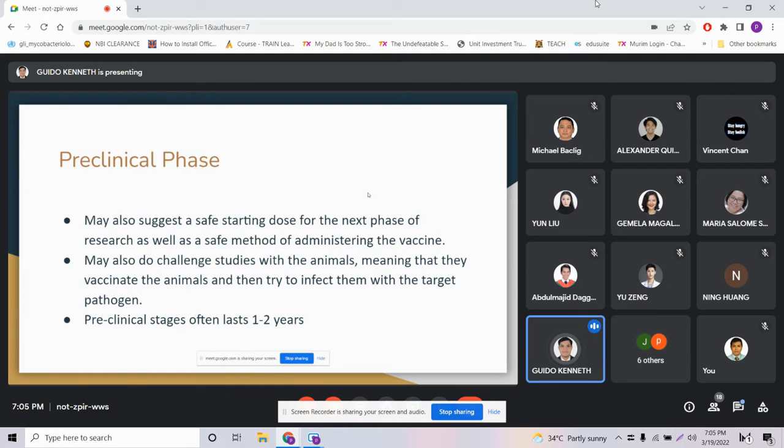During this phase, the safe starting dose for the next phase of research and the safe method of vaccine administration will be determined. Since animals are utilized in this study, researchers in this phase may opt to do challenge studies. This means that the vaccinated animal will be intentionally infected with the pathogen, again in order to assess the vaccine candidate. So preclinical stages often last 1 to 2 years.